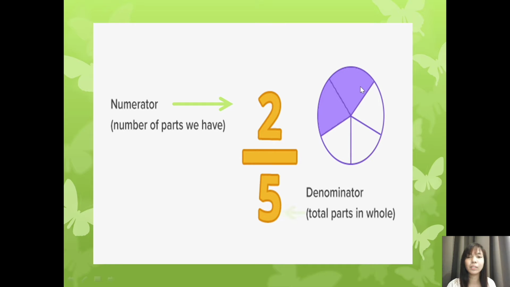1, 2, 3, 4, 5. So 5 here is the denominator. Everybody say denominator. Okay, spelled as denominator. So it refers to the whole part. Okay, the total parts in whole. The whole part. Okay? So do you understand now?